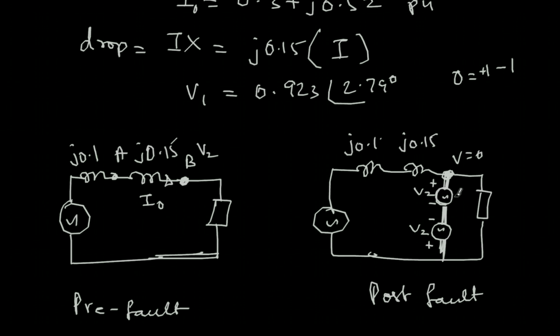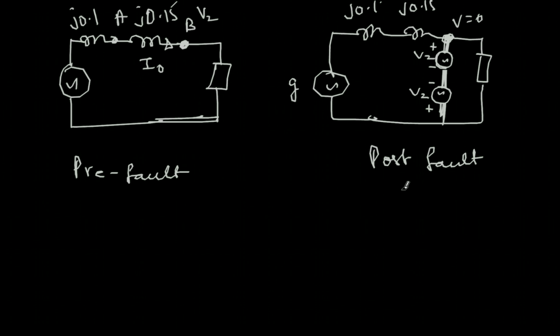Now if I want to know what is the current, under this condition there are three voltage sources. This is the original voltage source, let's say this is the generator, and then another voltage source here and another voltage source. So what I'll do is calculate like the superposition theorem. First I'll consider this new voltage source, with the other two voltage sources short circuited, and find out what the current is.